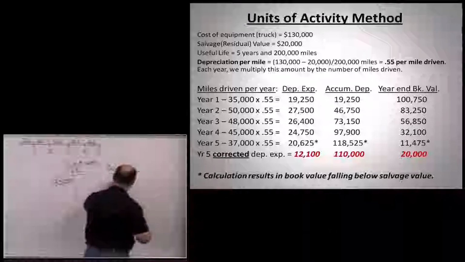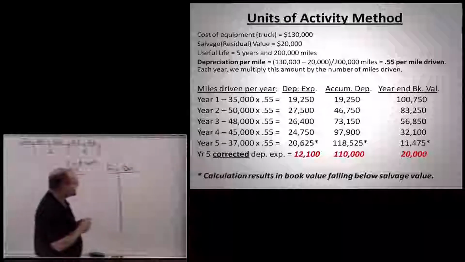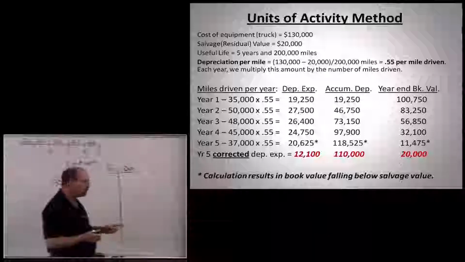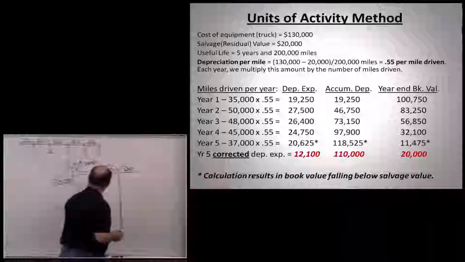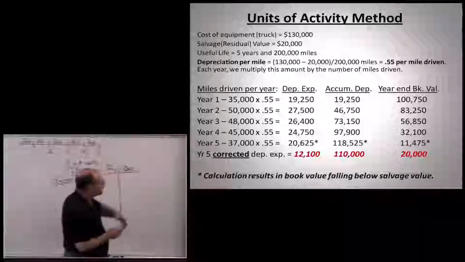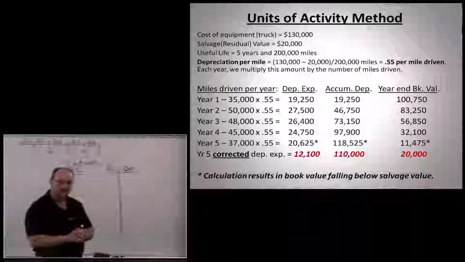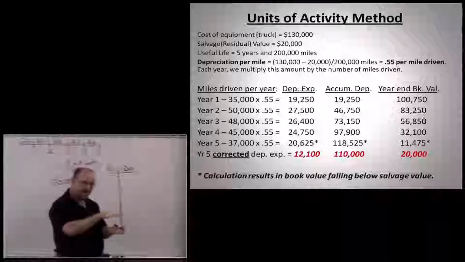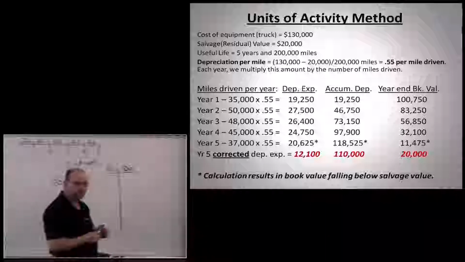We're not spreading out depreciation over time. Instead, we're saying we're going to drive this thing, and we estimate 200,000 miles over its life. Notice the formula: the numerator, cost minus salvage, 130 minus 20, stays the same. But the denominator, instead of using 5 years, we're going to use 200,000 miles.